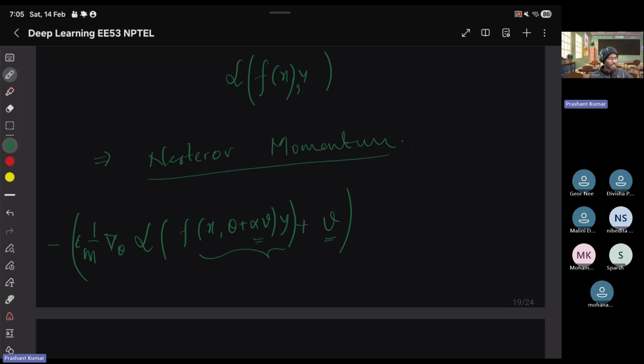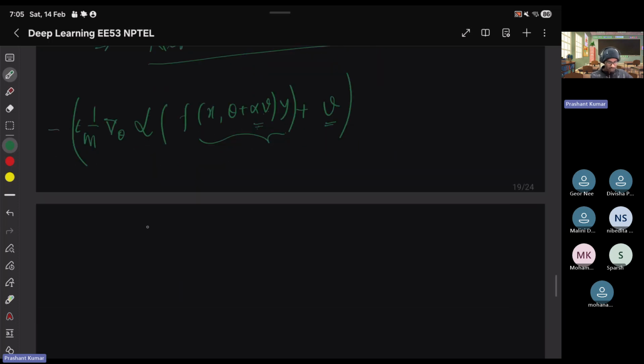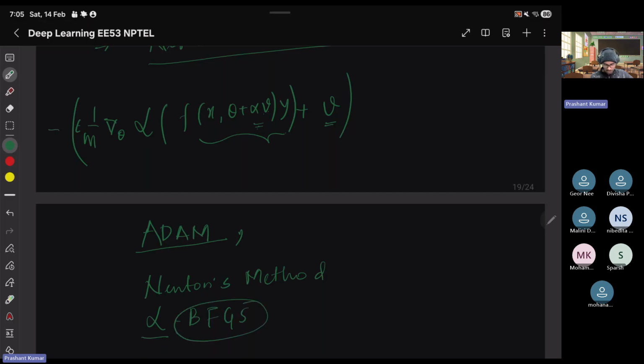Okay. And then there are the second order methods. There are also other first order methods, called Adam. Then there is the Newton's method for the second order, and then L-BFGS, limited memory BFGS. These are the second order methods.